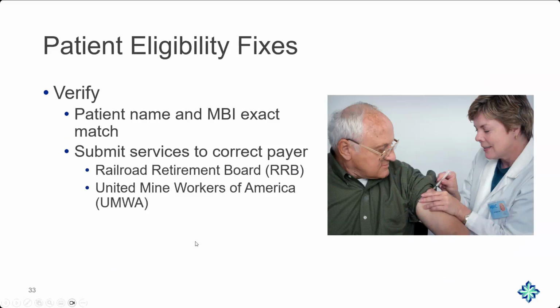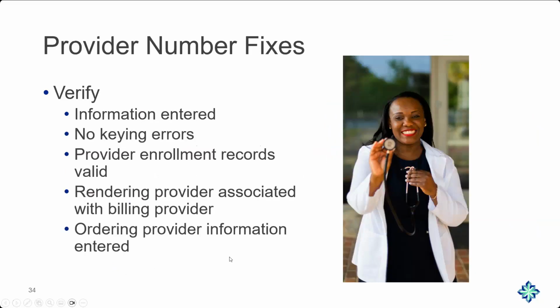This is some of those eligibility fixes. Remember that patient name and MBI have to match. Make sure you're submitting claims to the correct payer. Does the patient have Railroad Board Medicare? Or does that claim need to go to the United Mine Workers of America health and retirement funds people? Provider number fixes.